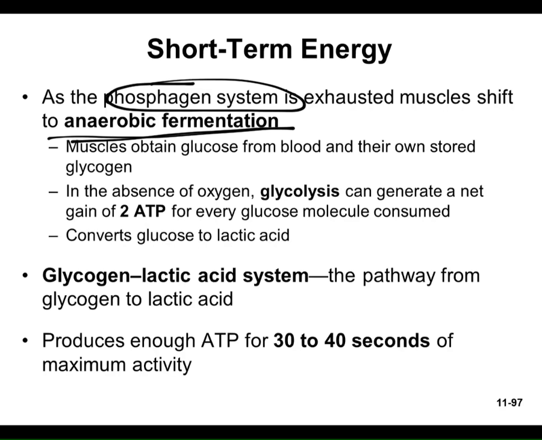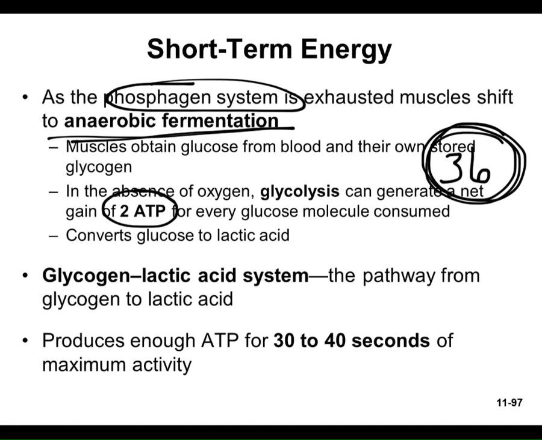The problem is here, right? You're not getting much ATP. You're only getting 2 ATPs for every glucose. When you have plenty of oxygen, you're getting about 36. So there's an 18-fold difference here. During aerobic respiration, you're getting about 36 ATPs for every glucose. During anaerobic, only 2. And the other problem is, in anaerobic, you're building up lactic acid.